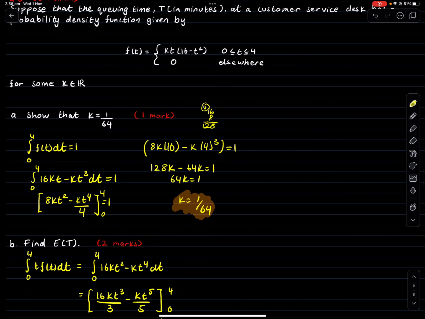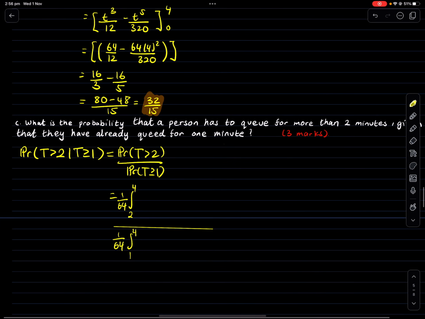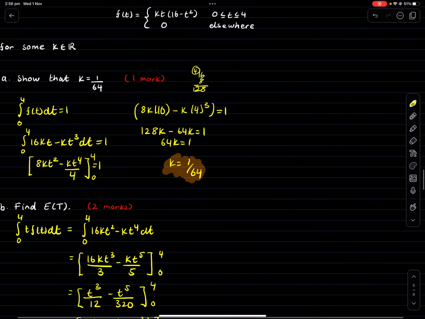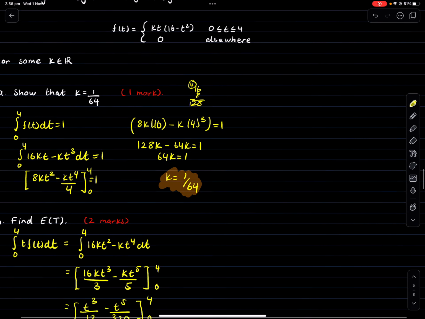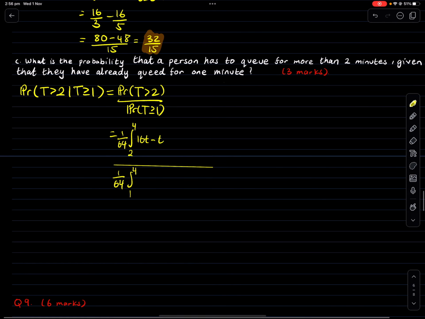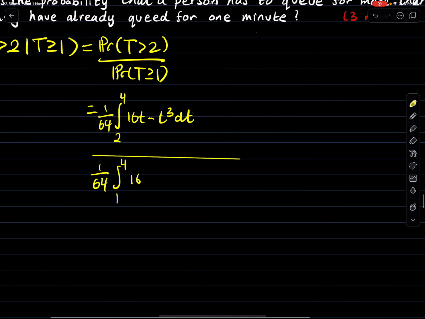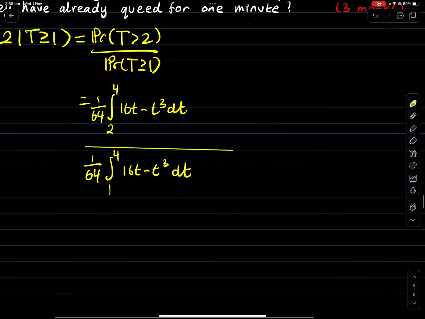It will just be 16t, so here will be 16t minus t to the power of 3 dt. Okay, both will have the same, so 16t minus t to the power of 3 dt. Let's just calculate that.